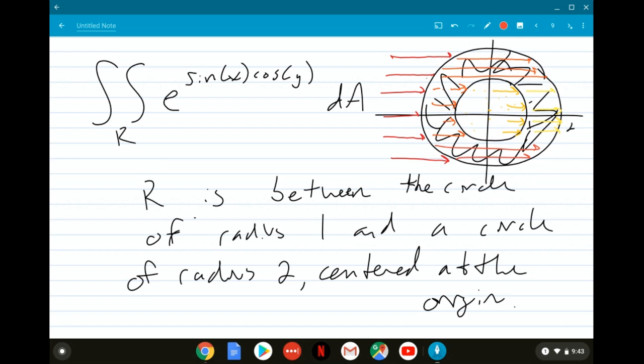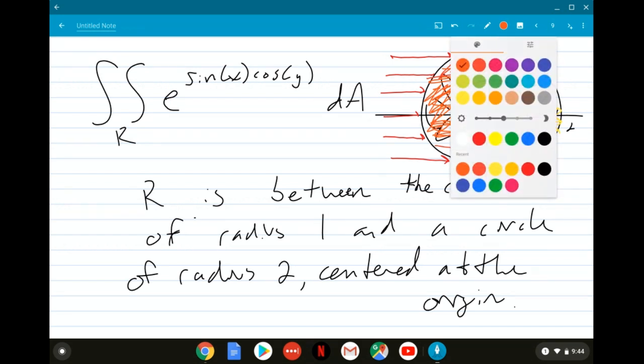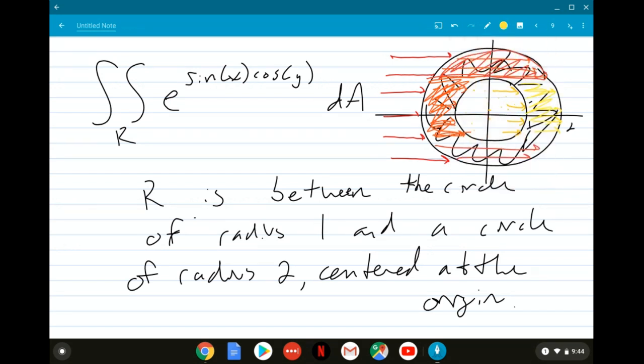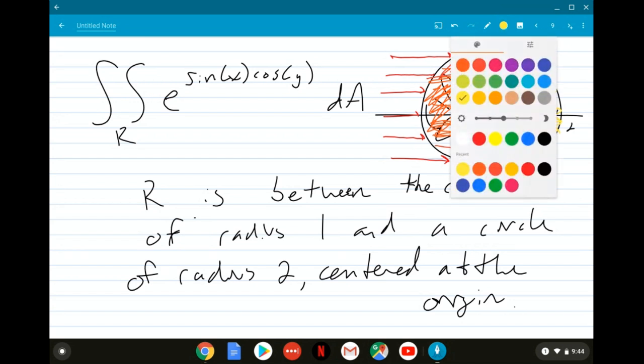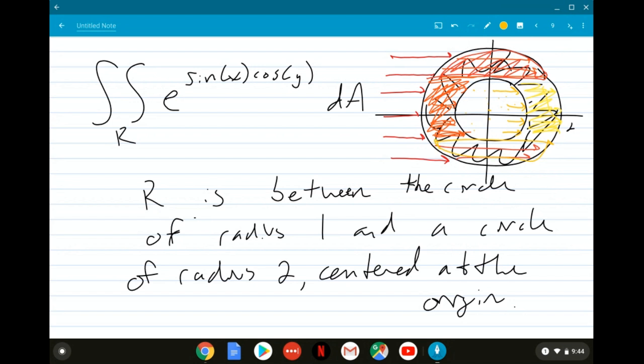So let's look at that. We have one region at the top, one region on the side, one region on the other side, and then a region at the bottom. Four different double integrals. And there's no way to make that any easier. If I switch the order up, it's the same thing, just moving vertically.